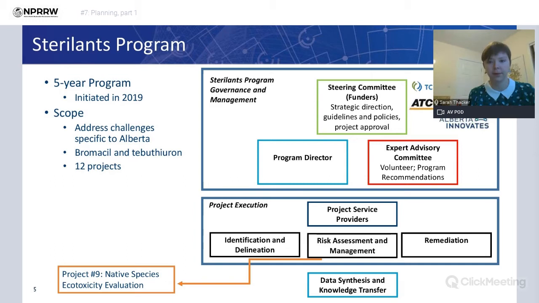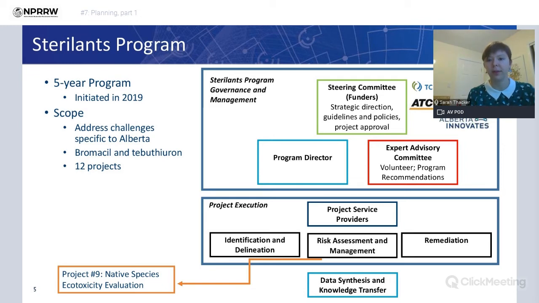So in 2019, InnoTechAlberta started the Soil Sterilants Program. This is a 5-year program that looks at addressing the challenges associated with soil sterilants through risk management and risk assessment, and also through looking at potential remediation technologies that are available. So it's a joint effort through InnoTech and its industry partners who fund the research, and then also there's various project service providers.